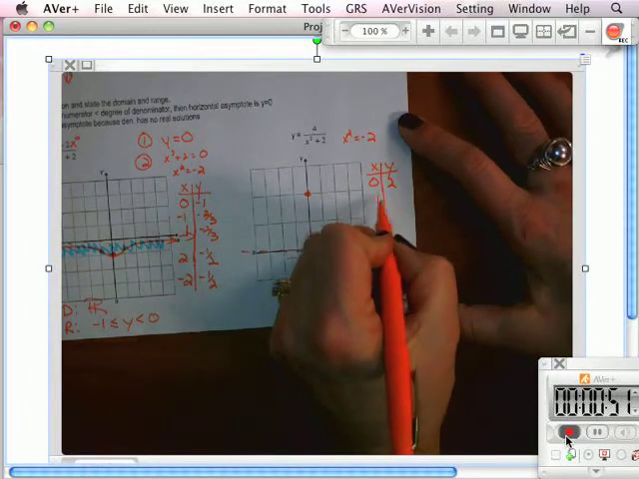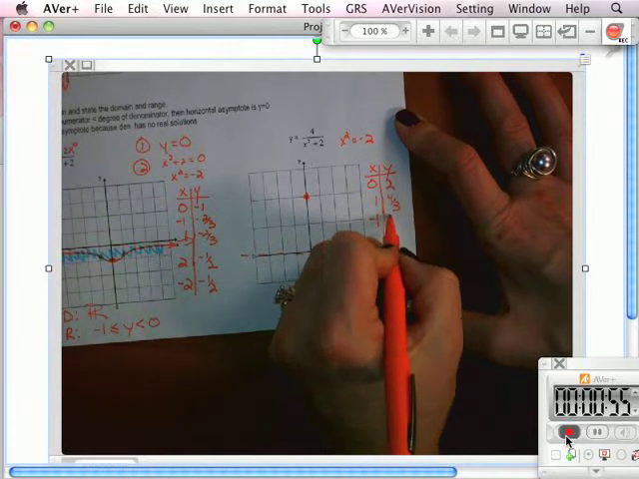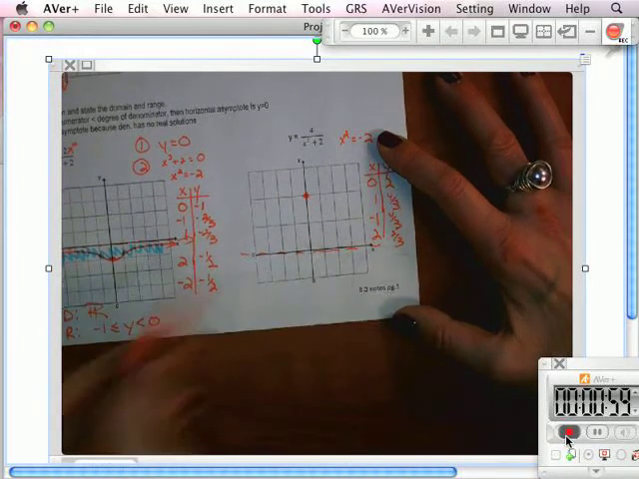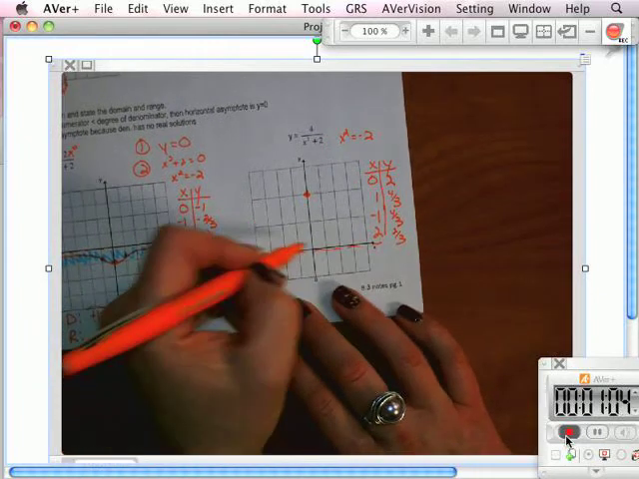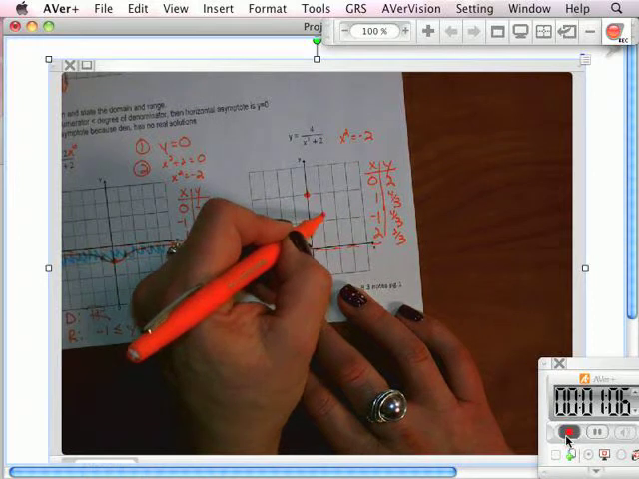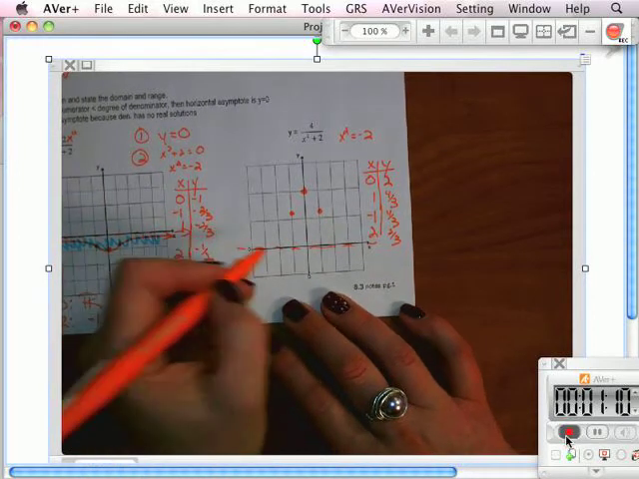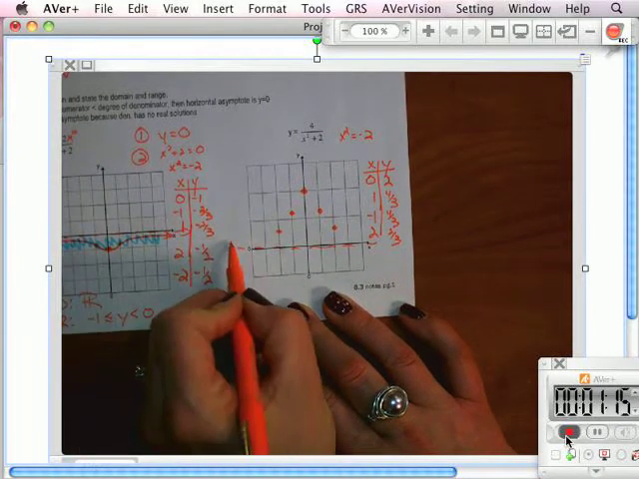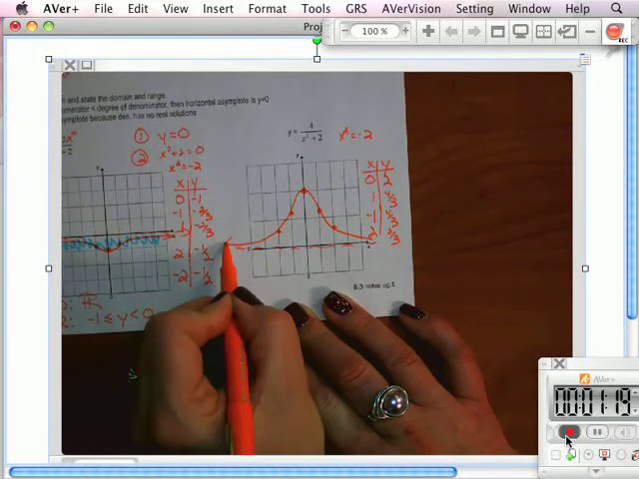So it would be 1, 4/3, negative 1, 4/3, 2, 2/3, and then they're always reflections of each other when you have this kind of graph. So over 1 up 4/3 is about here and here. Over 2 up 2/3 is about here and here. You're going to have reflections. Okay? And they go forever.